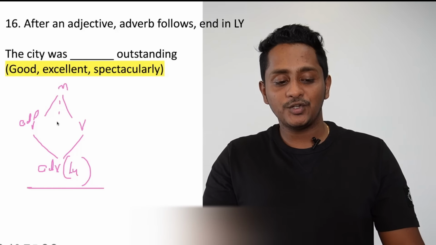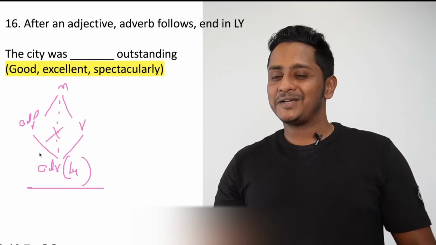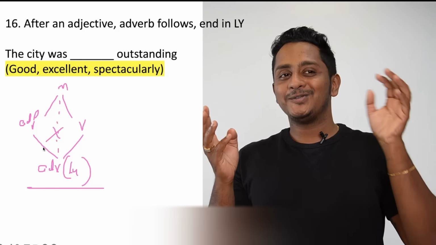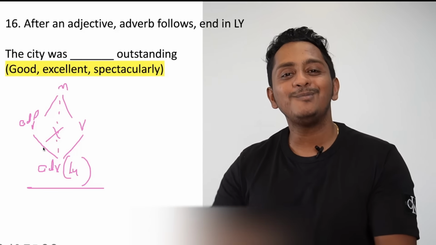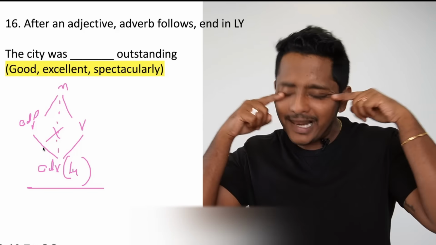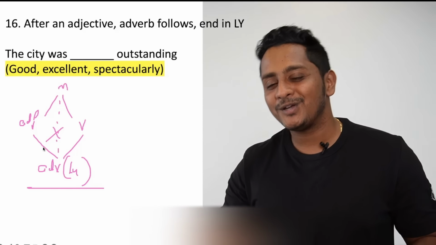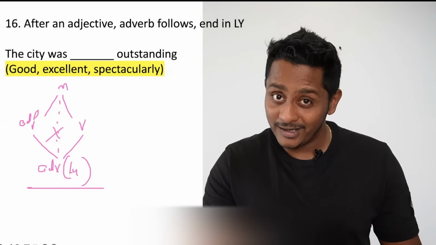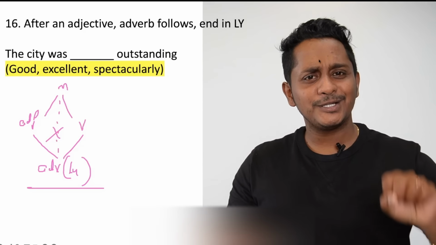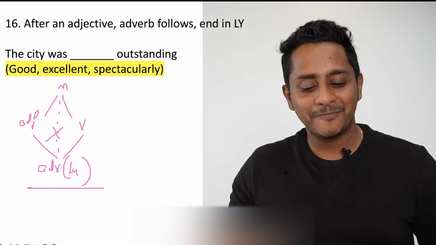Adverb has no connection with the noun. It has a connection with an adjective or a verb. So if you have a blank which is an extension for a verb or an adjective, then blindfold yourself and go to that option which has L-Y in it. If there are many L-Ys, then you need to read the context. If there is only one L-Y, directly just put it. Trust me on this, it works.